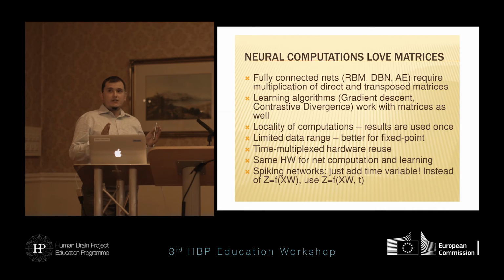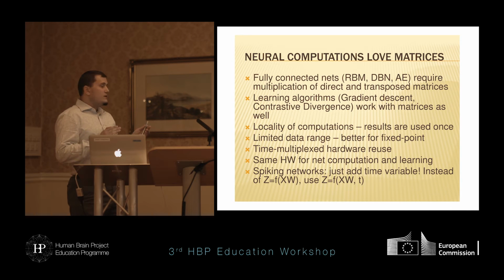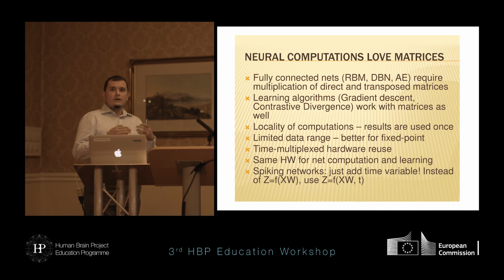Also, the limited data range. We normally work with preprocessed data with normalized input, and the transfer function itself is a hard limiter between -1 and 1 or between 0 and 1. So the limited data range is very good for fixed point. We can avoid the hardware-costly floating point implementation. Also, we can reuse the same hardware blocks for the computation of the state of the network as well as for training, as the mathematics is mostly the same.